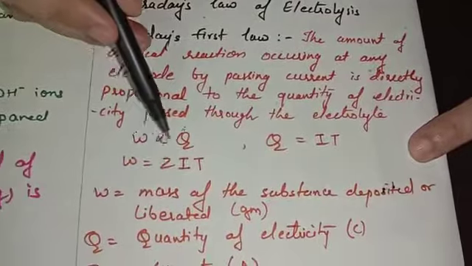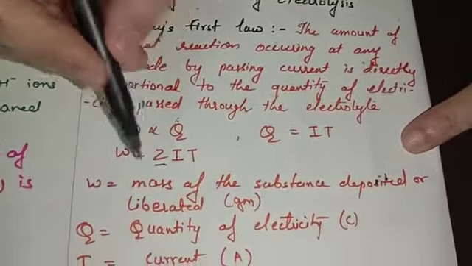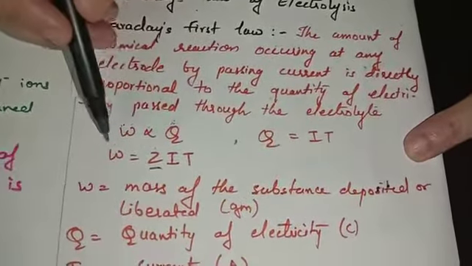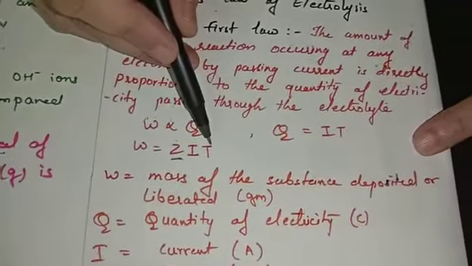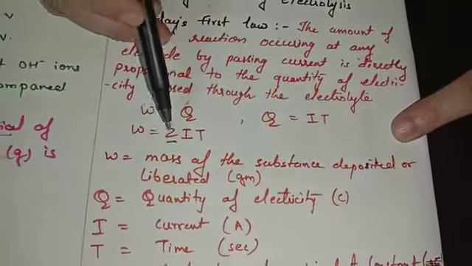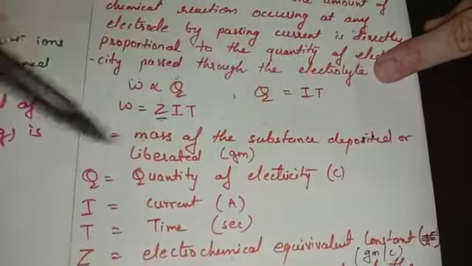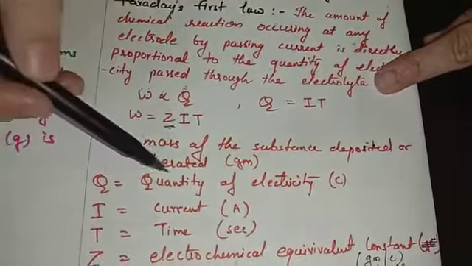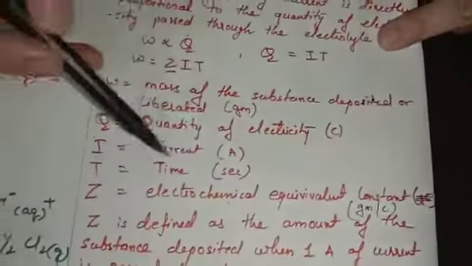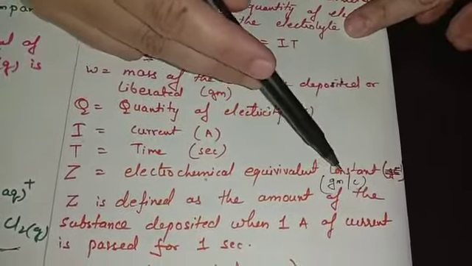If I want to remove this proportionality sign, I have to use a constant, and that constant is Z. Z is known as the electrochemical equivalent constant. So the equation becomes W is equal to ZIT. Z is the electrochemical equivalent constant and its unit is gram per coulomb. W is the mass of the substance deposited or liberated in grams, Q is the quantity of electricity in coulomb, I is current in ampere, T is time in seconds, and Z is the electrochemical equivalent constant with unit gram per coulomb.